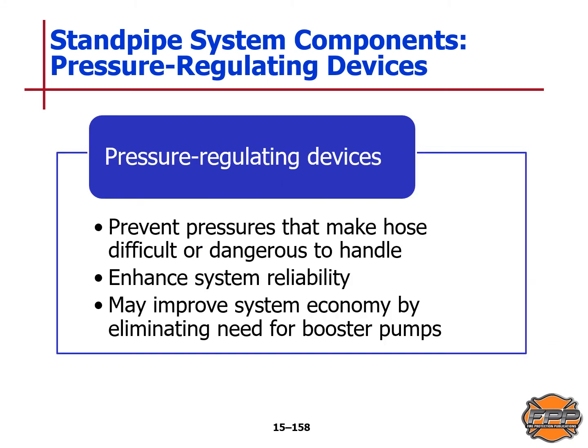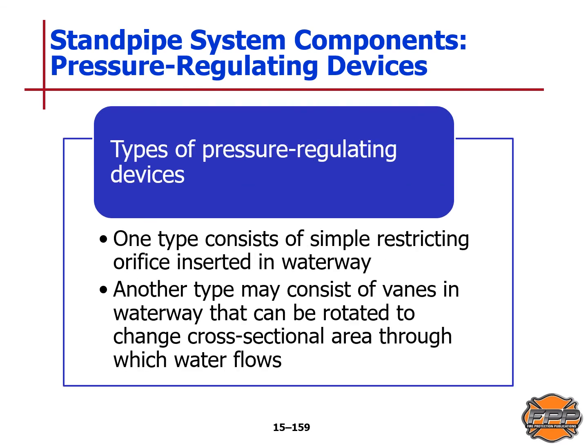Pressure regulating devices prevent pressures that make hose difficult or dangerous to handle. They also enhance system reliability and may improve system economy by eliminating the need for booster pumps. There are types of pressure regulating devices. One type consists of a simple restricting orifice that is inserted in the waterway. Another type may consist of vanes in the waterway that can be rotated to change the cross-sectional area through which water flows.